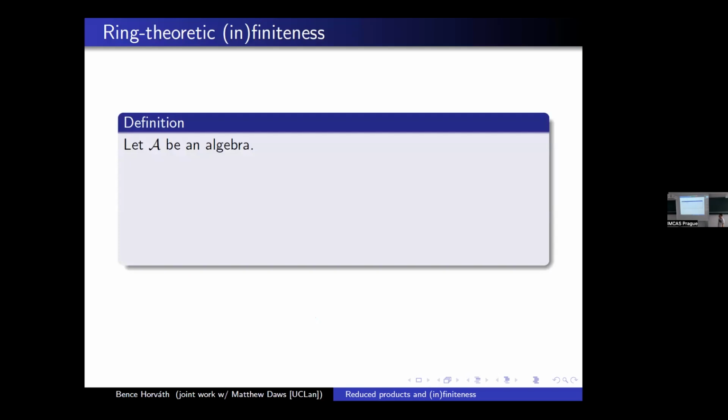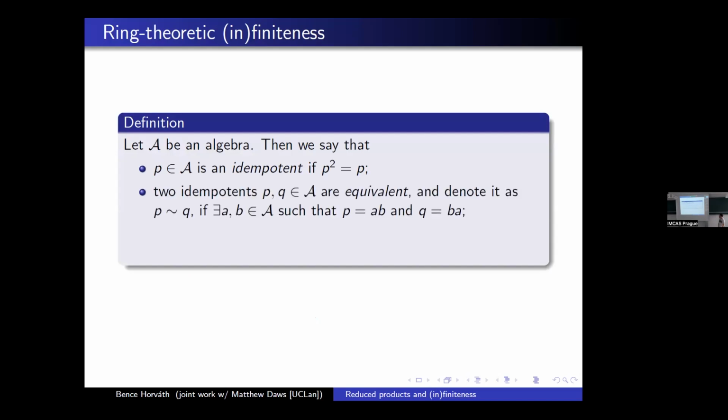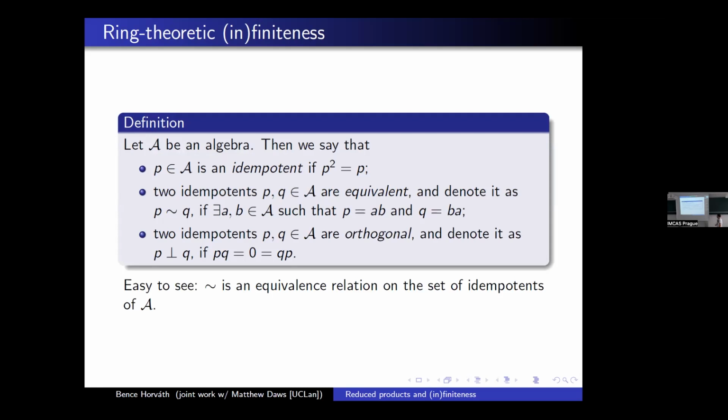So just some overview definitions. Throughout this talk, when we are in an algebra and I say something is an idempotent, I literally just mean that it squares to itself. And there is a notion of purely algebraic equivalence between idempotents, by which I mean that P and Q are equivalent if you find some elements A and B in the algebra such that P is AB and Q is BA. We say the two idempotents are orthogonal if PQ is 0 and QP is 0. This is just the bare minimum definition that we will need.